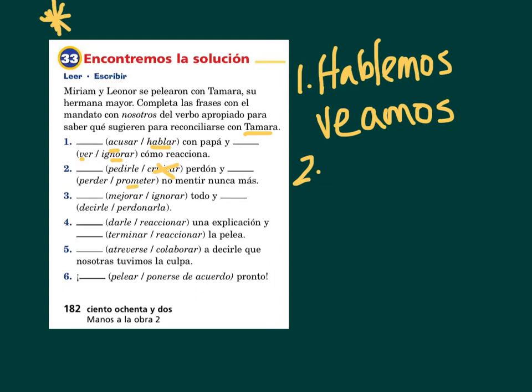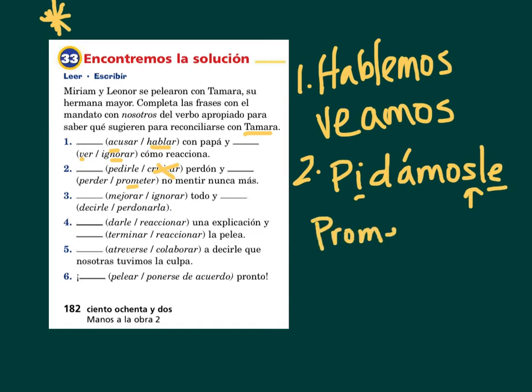So first verb, pedir. Yo form is pido, which is a stem changer. Since it's an IR verb, we keep that stem change. Pidamosle perdón. Now, why didn't we drop the S on this one? It's because it's not a nos that we put on the end. We only drop the S when we put nos on the end. Second verb, prometer. Yo form, prometo. Drop the O. It's an ER, so we put prometamos. We promise.